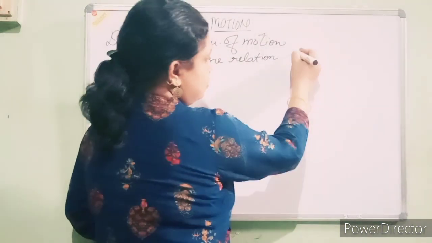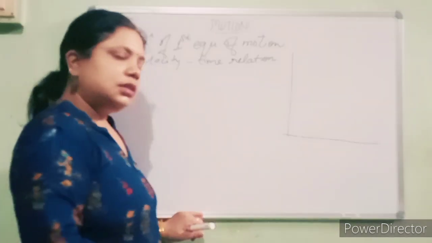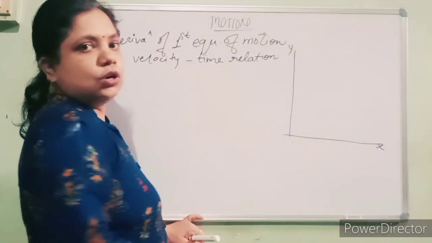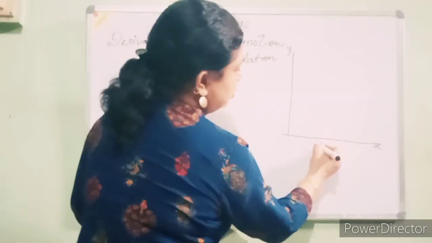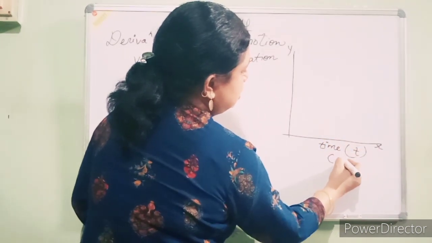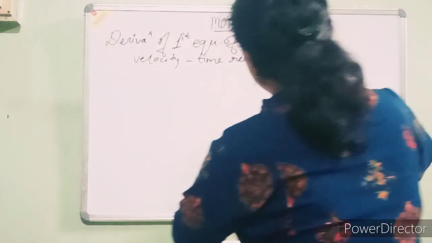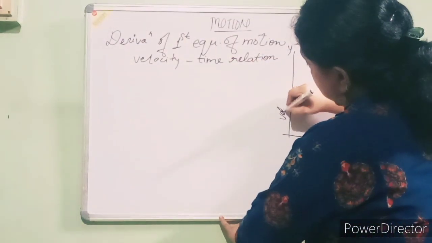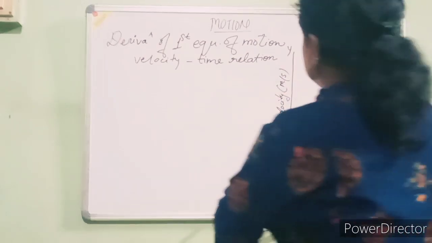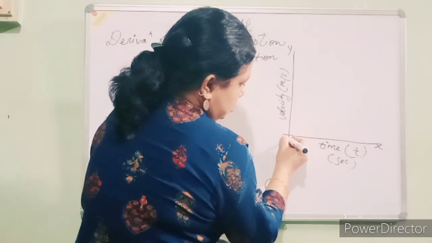As we know, this is the y-axis and this one is the x-axis. Is it clear? On the x-axis we plot the time t, and this unit is second. And on the y-axis we plot velocity, and this unit is meter per second. Is it clear? Now this point is O.